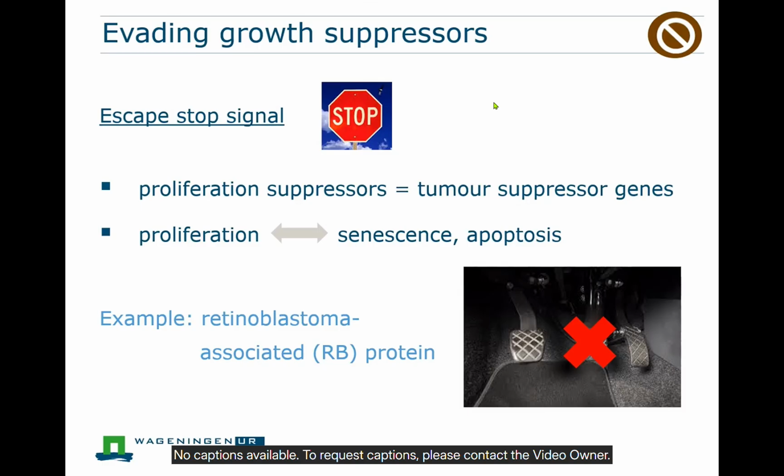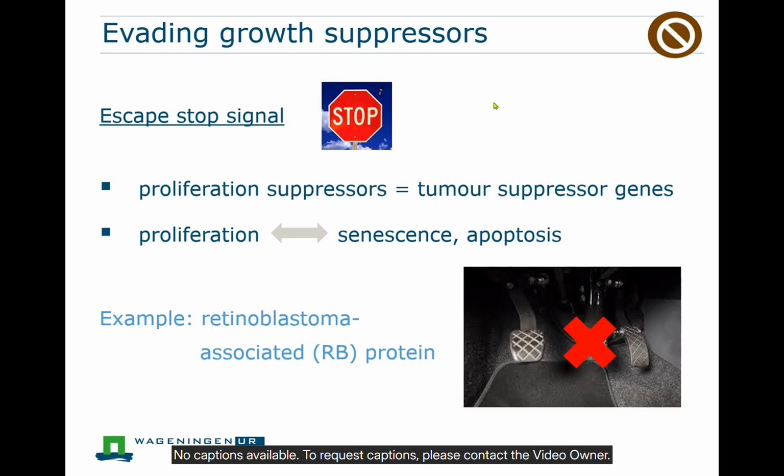Normally, the cell growth is tightly regulated and stopped when needed. Cancer cells can, however, ignore these stop signals. The genes and proteins that are responsible for these stop signals are the tumor suppressor genes. If the function of these genes and proteins is lost, proliferation can go on. Tumor suppressor genes will also be discussed in the next clip.